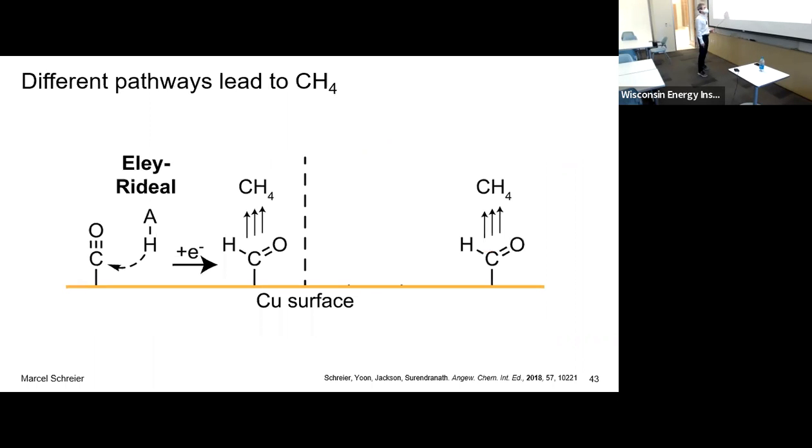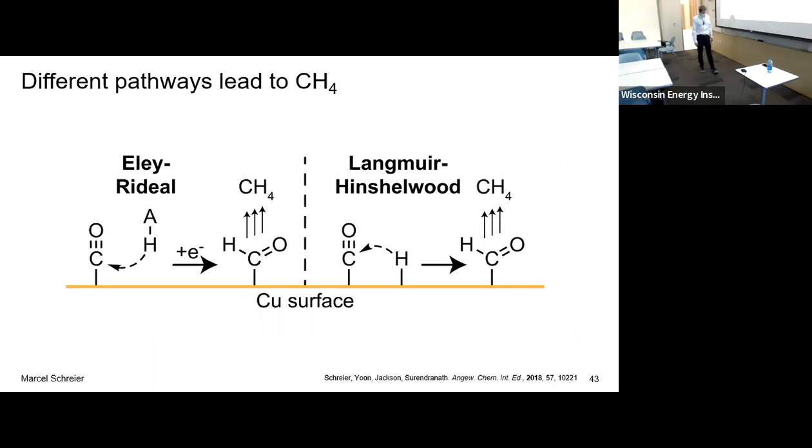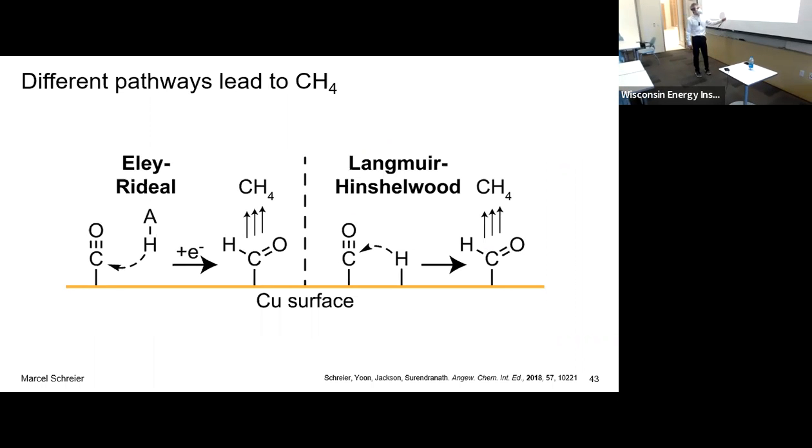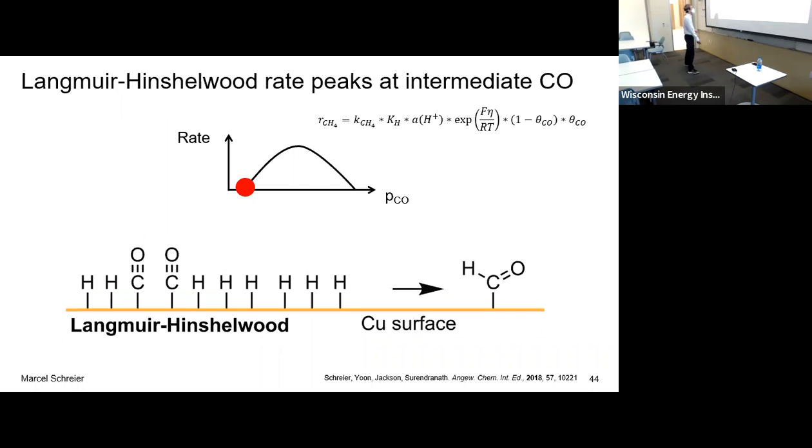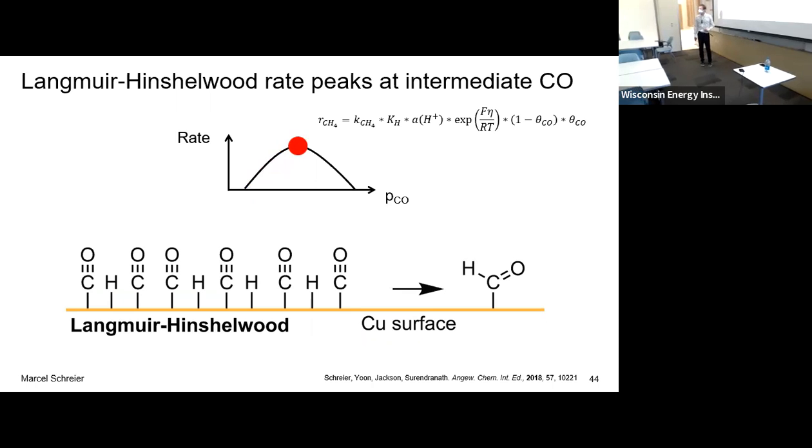But luckily, there is another pathway through which we can form a surface formyl species. And this is what we call a Langmuir-Hinshelwood reaction between a surface-bound hydrogen atom and a surface-bound carbon monoxide species. So let's see how this reaction behaves as we change the amount of carbon monoxide in our reaction. So as we have very little CO in the system and we introduce more, the reaction rate increases.